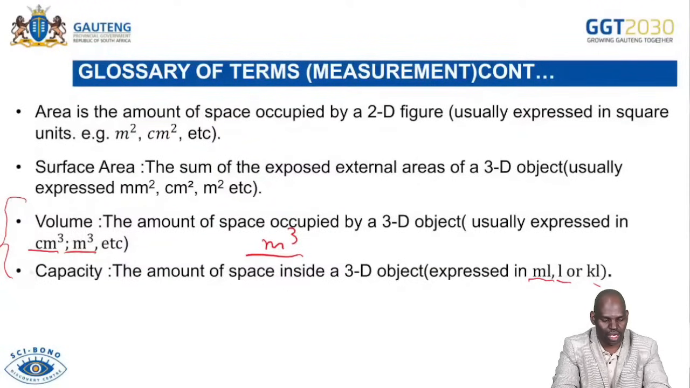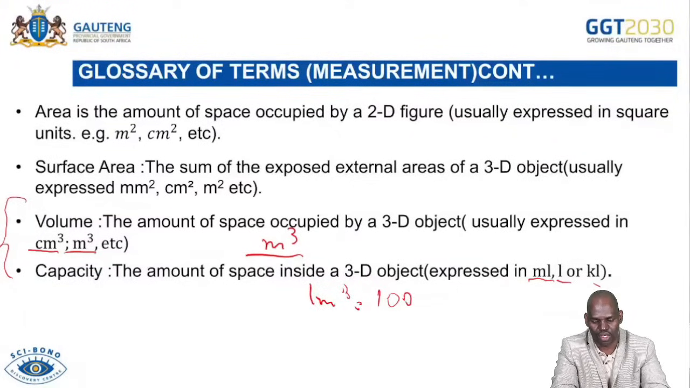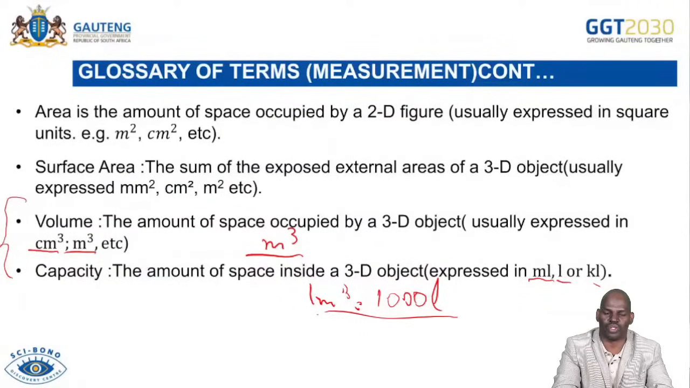And the examiner will say, right, if your volume is in meter cube, convert it to capacity. So they will give you the conversion factor. They will indicate that 1 meter cubed is equals to 1,000 liters. So you must be able to convert that as well.